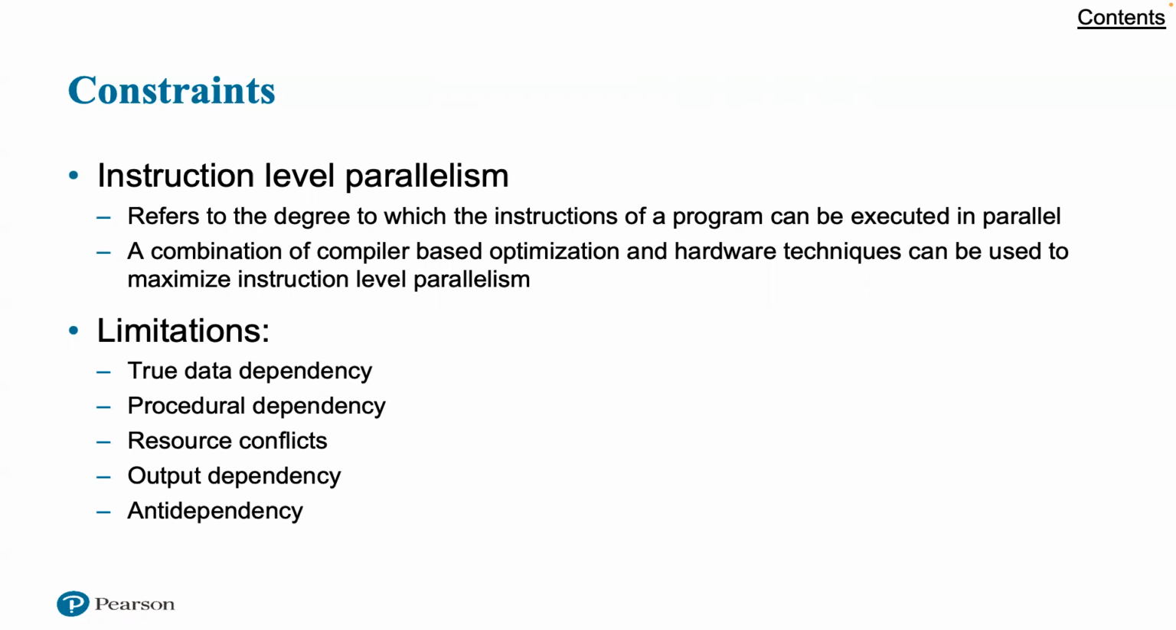Before examining the design techniques used in superscalar machines to increase instruction level parallelism, we need to look at the fundamental limitations to parallelism with which the system must cope. We'll consider 5: true data dependency, procedure dependency, resource conflicts, output dependency, and anti-dependency.